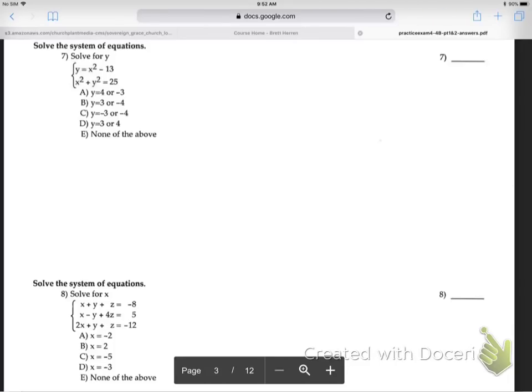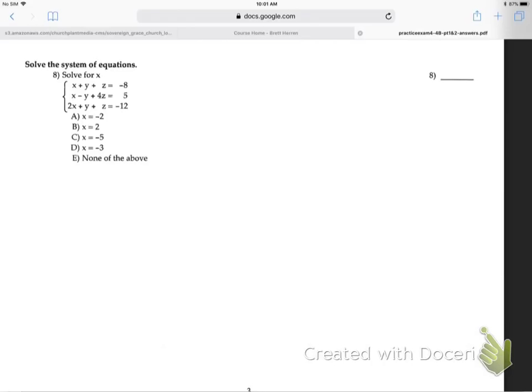Okay, so we have a triple here that we're solving. All right, we're solving three equations. They want me to solve for x. Let me bring them over here. x plus y plus z equals negative 8. This is by hand, no calculator.